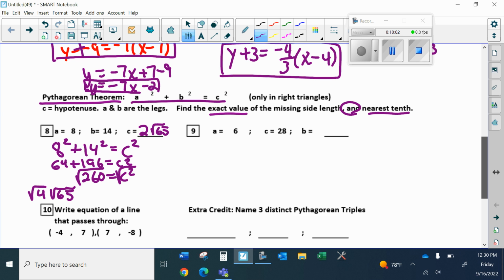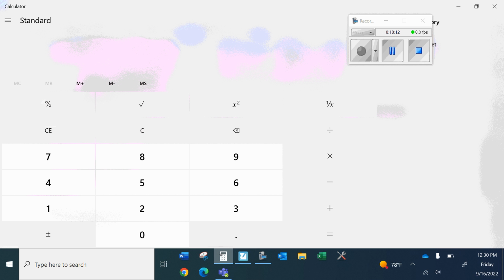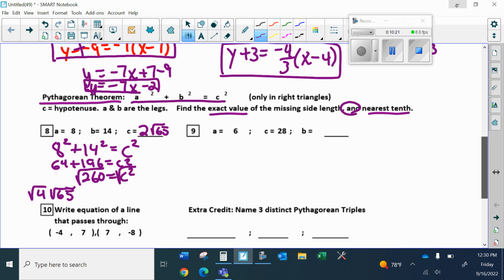Then it says "and the nearest tenth." We have so many people not reading that. It says "and nearest tenth." So now I need to put the square root of 260 in the calculator. So I bring that up. Here's a basic one. I do 260 square root, 16.1, because we're going to nearest tenth, 16.1. So I write approximately equal to 16.1. Now I've answered both questions, the exact value and the nearest tenth.